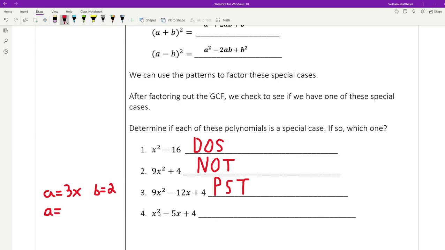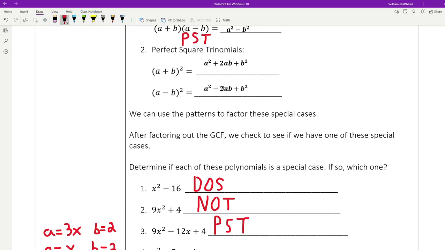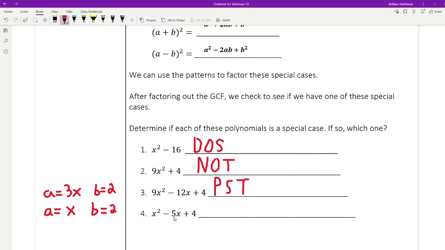Our a in this case is the square root of x squared, which is x. Our b for this problem, yet again, the square root of 4 is 2. So if I were to do the same trick, it'd be x times 2, which is 2x, and then I would have to multiply by a negative 2, which would give me a negative 4x. That is not the case. So this is also not a special case. This would follow one of our regular rules.